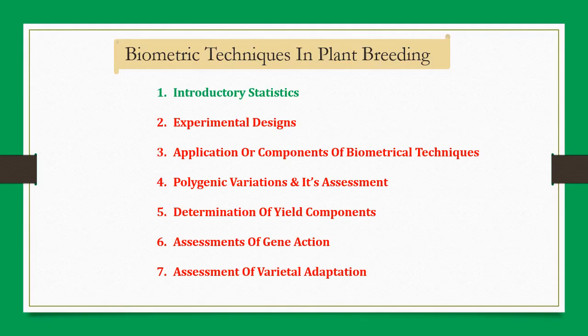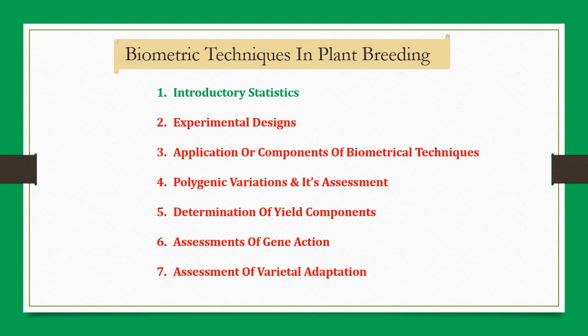In this video, we'll talk about introductory statistics. That means different types: the first order statistics, second order statistics, third order statistics, etc. In our next video lecture series, we'll see different types of experimental designs like randomized block design, completely randomized design, lattice design, augmented design, etc.